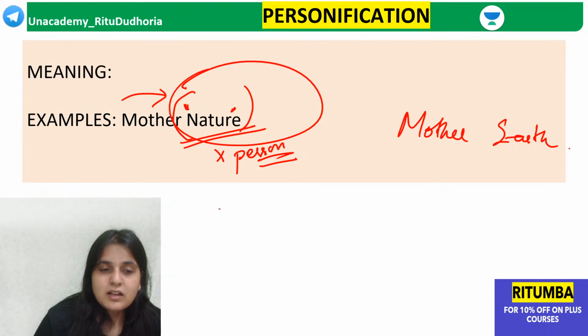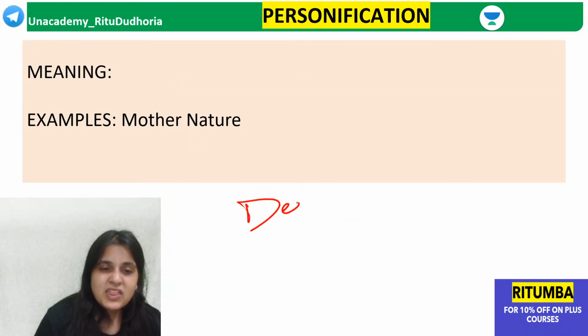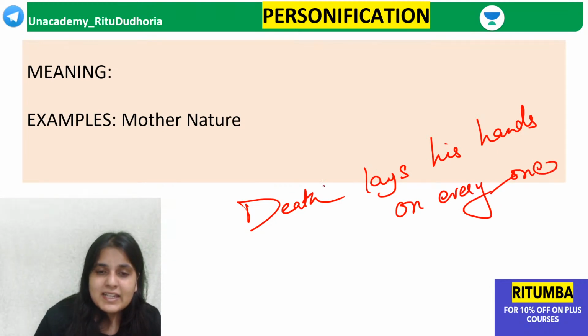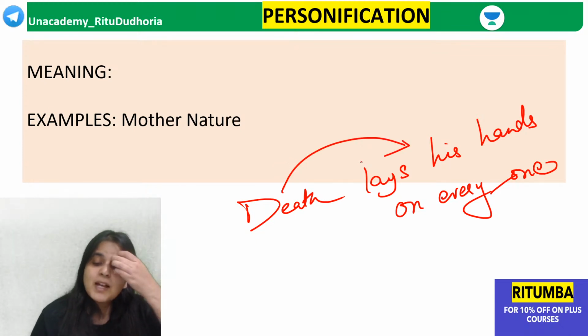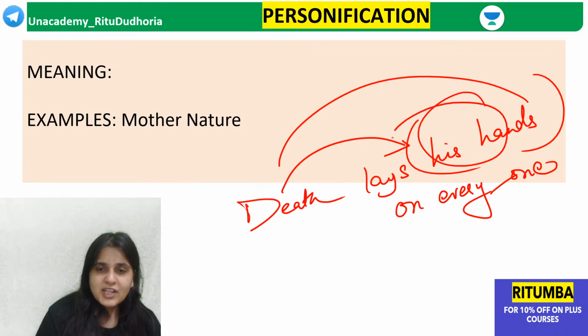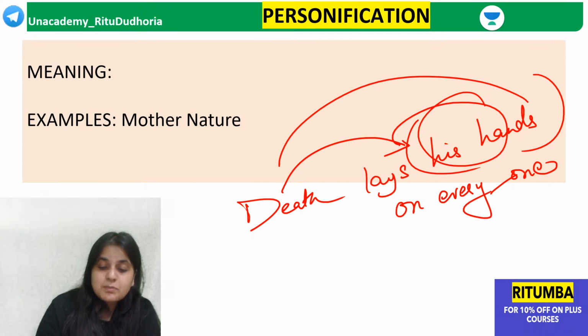ठीक है? When I say guys, the moon. If I say death lays his hands on everyone. Death lays his hands on everyone. Death lays his hands. You're personifying death. आप ऐसे बात कर रहे हो कि जैसे death एक person है. Death is not a person, but when you say death lays his hands, you're giving death hands. You're giving death a gender. You're treating it as a person. So when something is not a person and you're treating it as a person, that is basically called as personification.